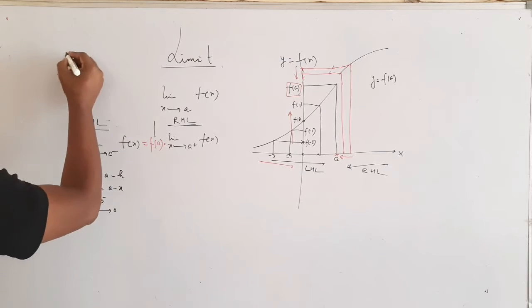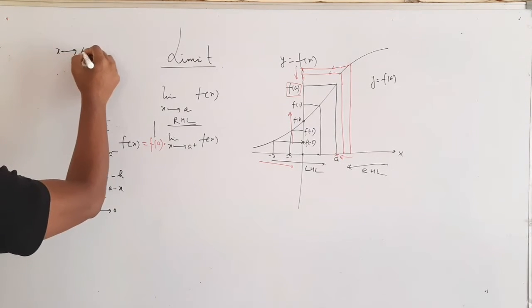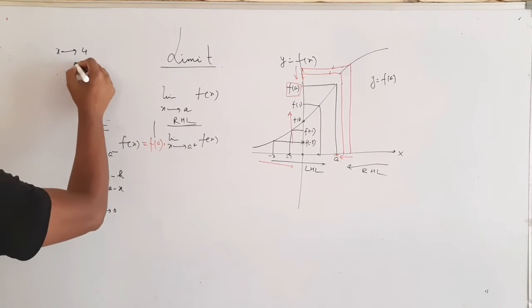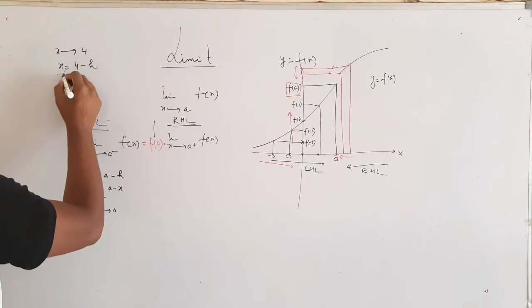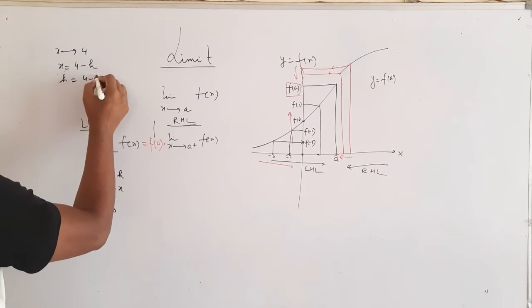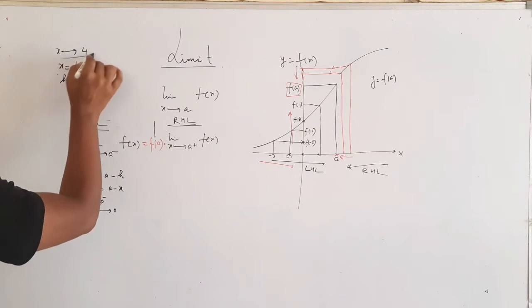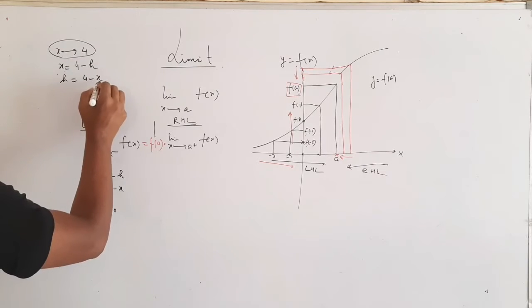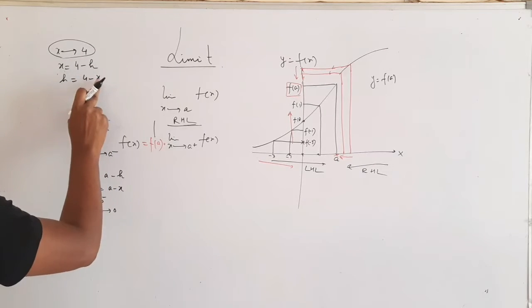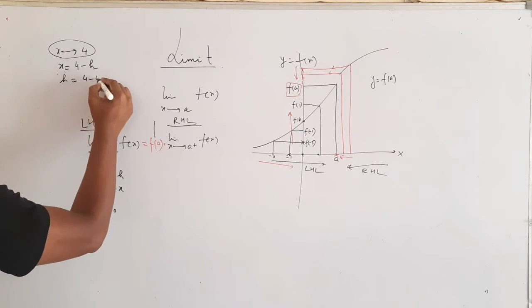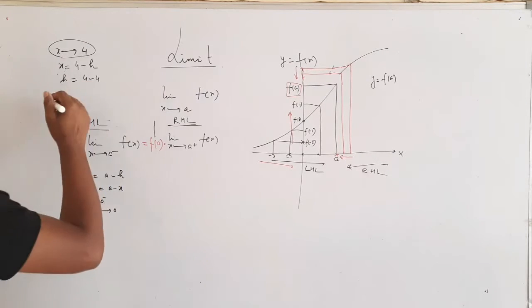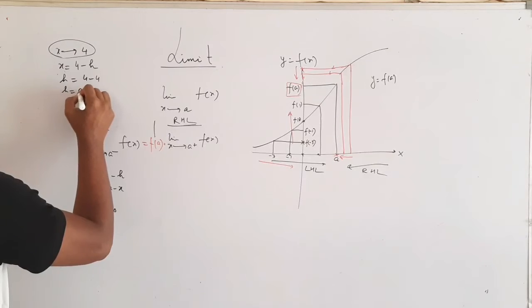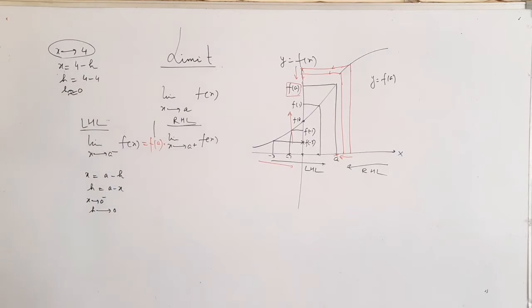For example, suppose x is tending towards 4. If you assume x equals 4 minus h, then you get h equals 4 minus x. So if x is going very close towards 4, this becomes something like 4 minus 4, very close, so we can say that h is kind of 0. Not exactly, but indicating that it is becoming 0.